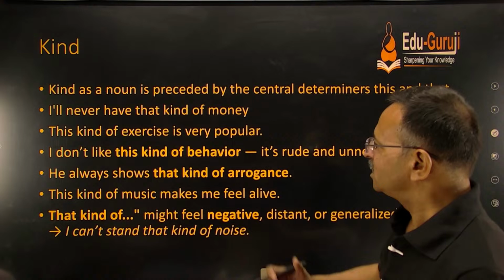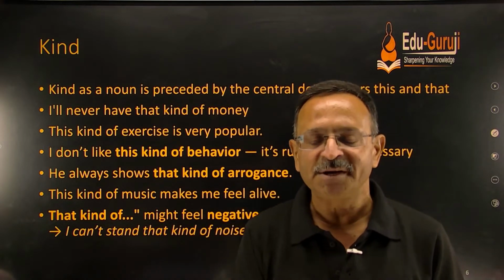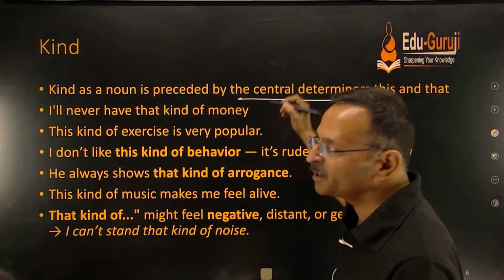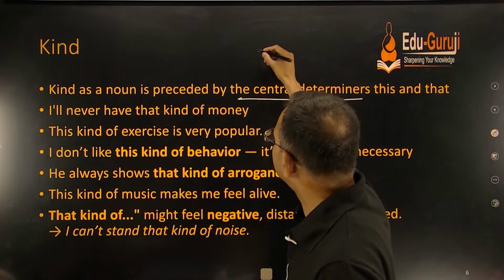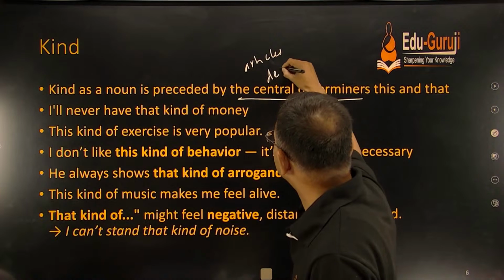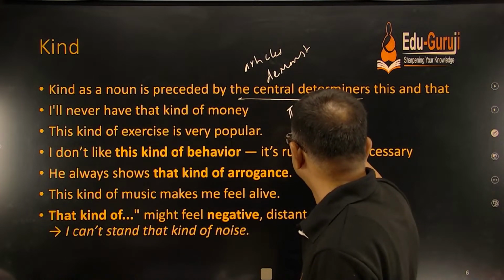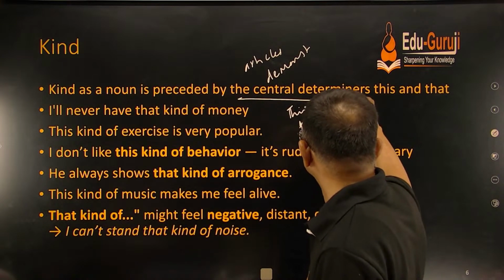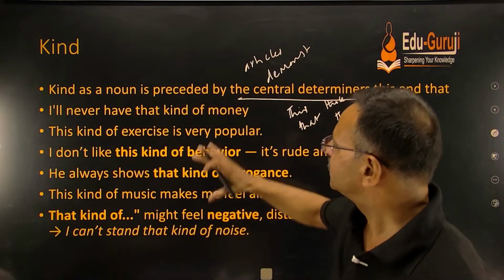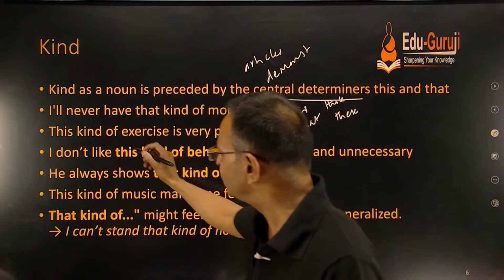So kind as a noun is another important one. As you know, whenever we are using kind as a noun, it is preceded by the central determiner. The central determiners are what? Central determiners are like articles, then demonstrative pronouns like this and that and those and these. So these are the central determiners which precede the kind. So you can see the central determiners which are preceding the noun, the kind.